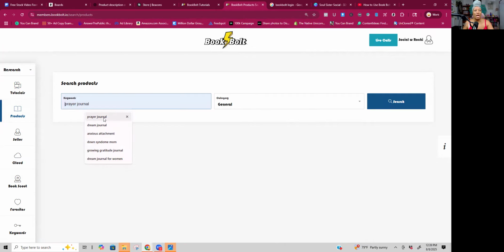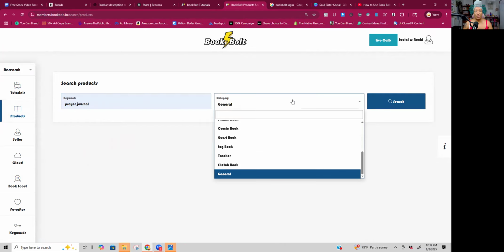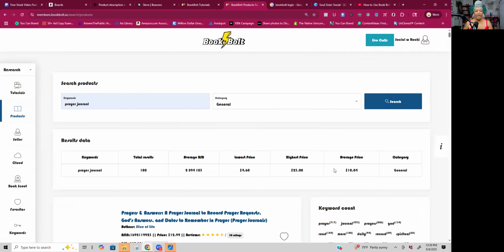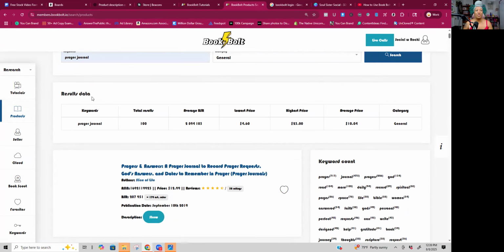So if I know I want to create a prayer journal, under the category of general, and I hit search, it is going to come back with a list of the results data-wise. For prayer journals, there are about 100 of them, and this is on Amazon. Average BSR, lowest price. This is saying that the prayer journal's lowest price is $4.60, the highest price is $23, and the average price is about $10. This is going to let you know what you should probably price your item.